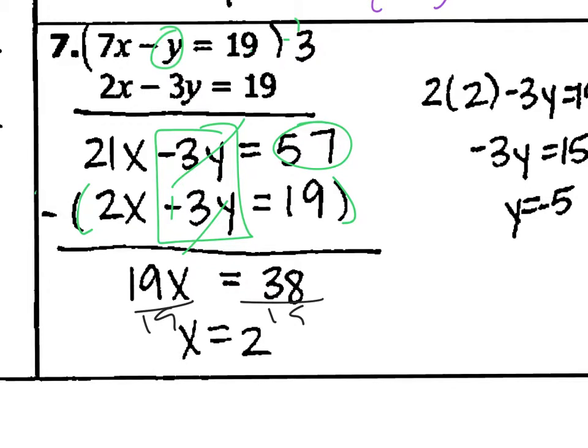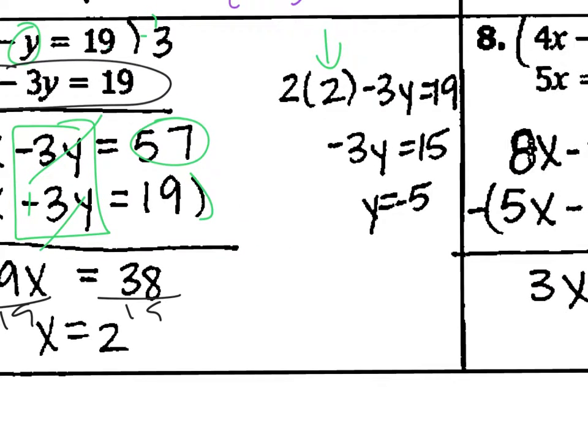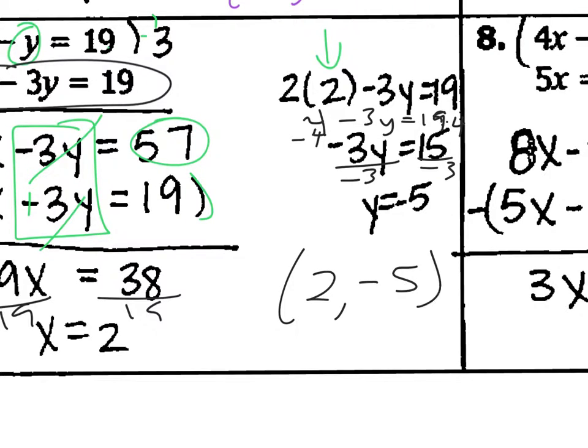And what they did was they went ahead and plugged it into this equation here. They plugged in the 2 here. And if you notice, 2 times 2 is 4. So they end up getting 4 minus 3y equals 19. They subtracted 4 on either side, and 19 minus 4 is 15. Then they divided by negative 3 and got y is equal to negative 5. Therefore, your solution is 2, negative 5.